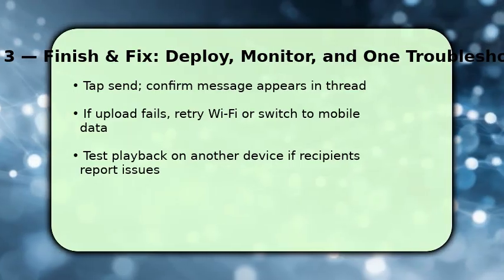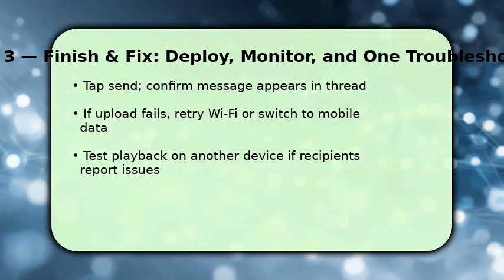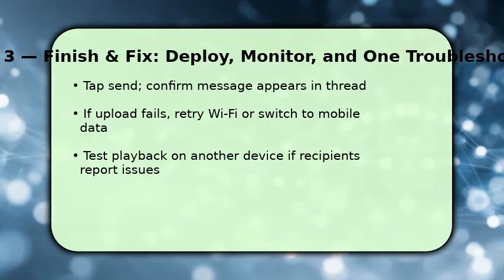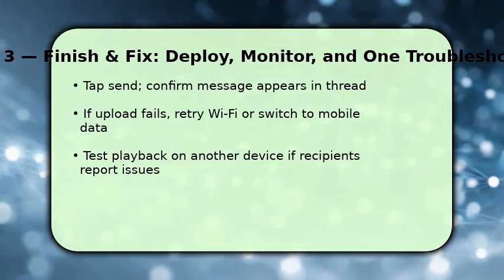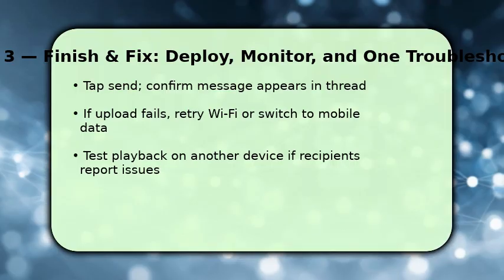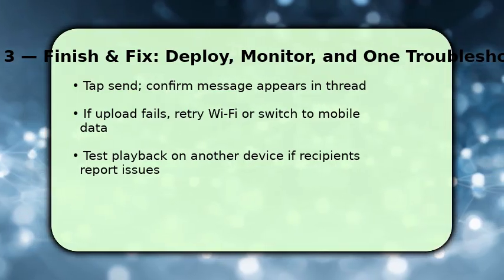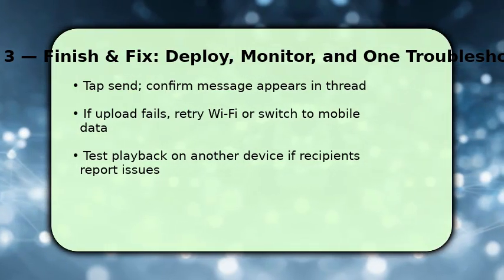If recipients report poor audio, test playback on another device to isolate whether the problem is recording quality versus player compatibility. If needed, re-record with a closer mic position and lower background noise. Then replace the file and notify participants.